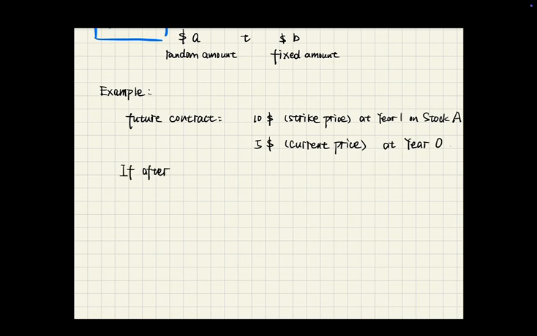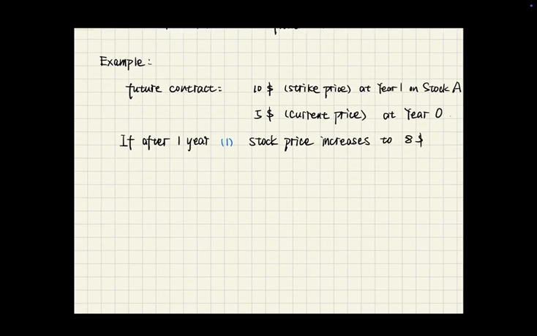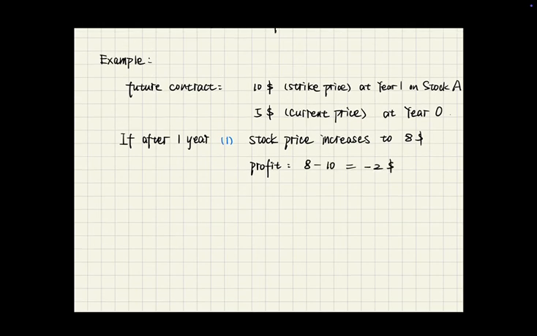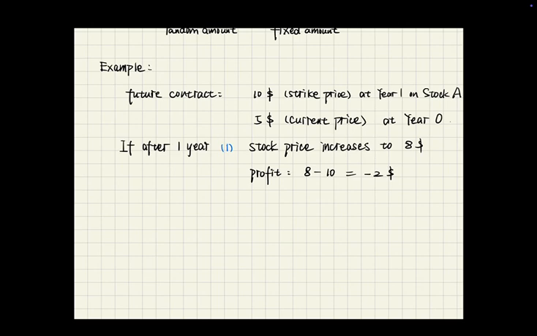After 1 year, the first case will be that the stock price, let's say, increases to $8 per share. In this case, you need to buy the stock at $10 per share. So your profit per share will be $8 minus $10, which is minus $2, which means you actually lose $2.